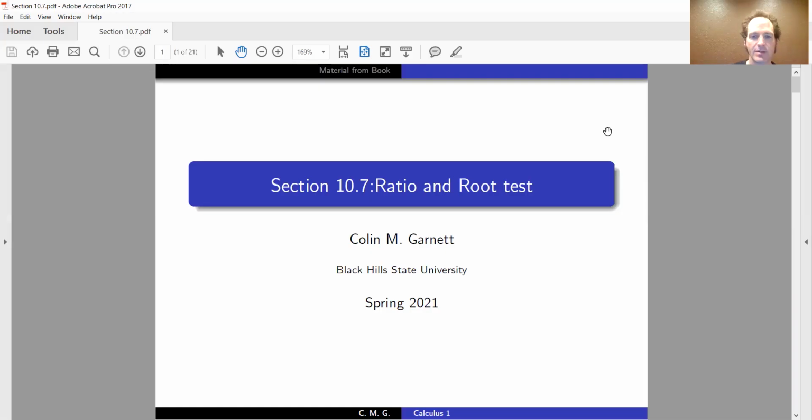Hi, everybody. So today, I'd like to talk about the ratio and the root test. These are, again, two tests to see whether an infinite series is convergent or not. And again, like we had before, these don't tell us what the actual value of the series is. It just tells you, is it convergent or is it not convergent? And the nice thing here is that this one actually does tell us whether it converges or it doesn't converge.